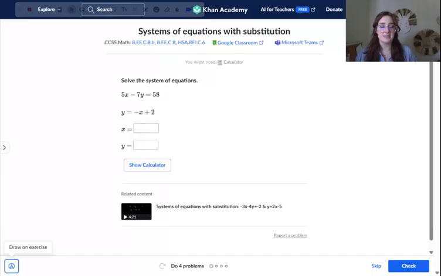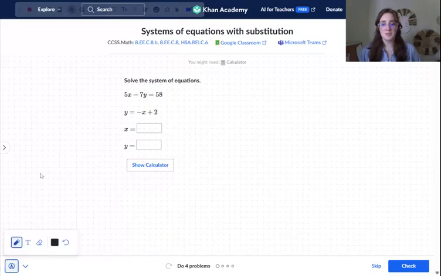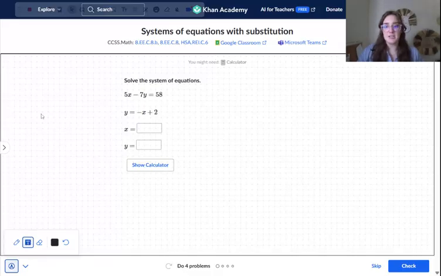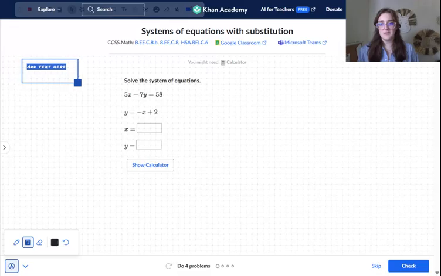1.2, solving systems of linear equations by substitution. We're going to go through one of your homework problems together and get some more practice with this. So we want to solve specifically by using substitution, right? Just some stuff we can remember here is that substitution means to replace or plug in.